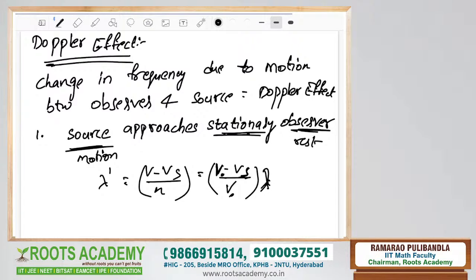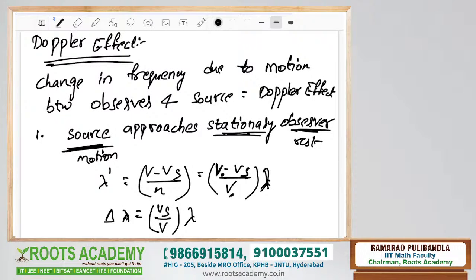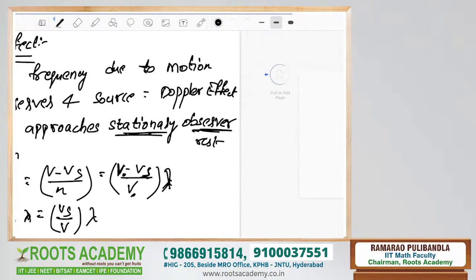So this could be shortened as Δλ = vs / v × λ. So this is the case when the source is in motion and the observer is at rest.